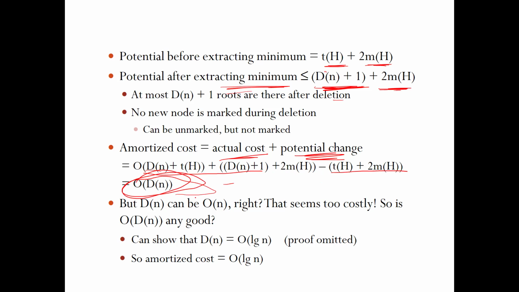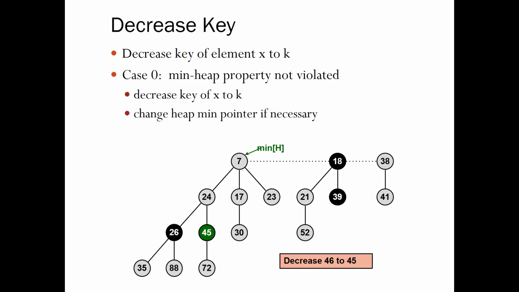O of D(n): we already know that the maximum degree, as we said in the beginning, can go up to log of n, nothing more than that. The proof of this is actually omitted in the slide. So D(n) can go at most up to O of log n. So the amortized cost is O of log n. You can look into the detail here. Then quickly we'll look at decrease key and delete also.